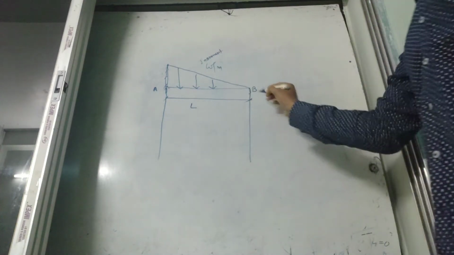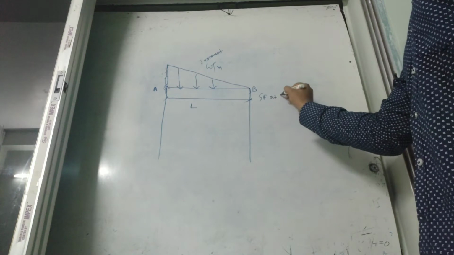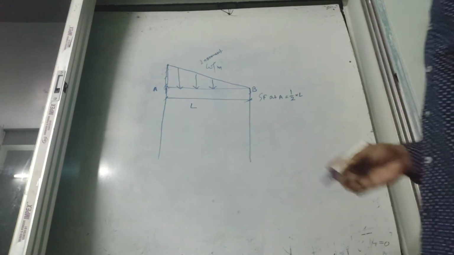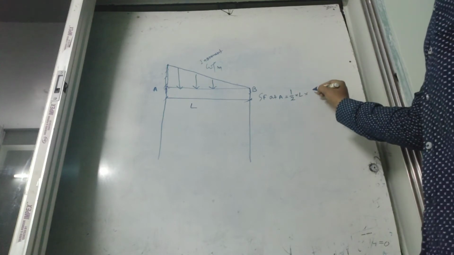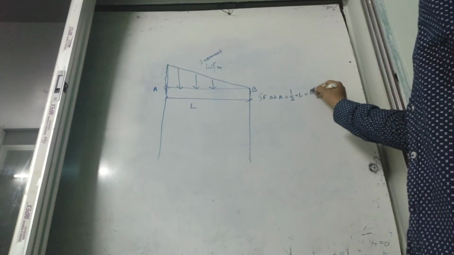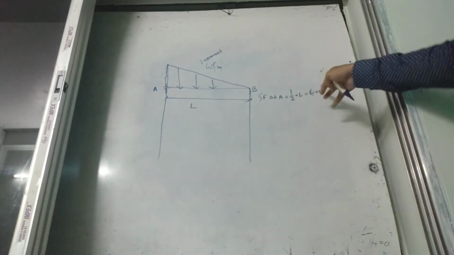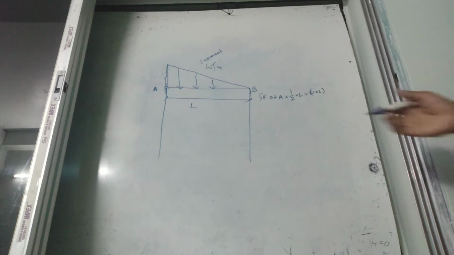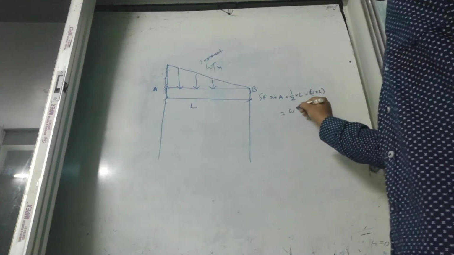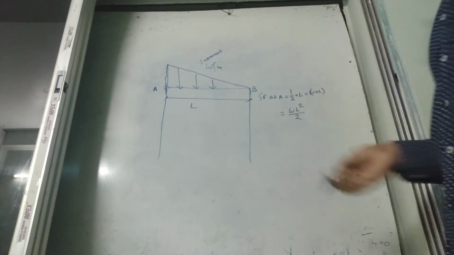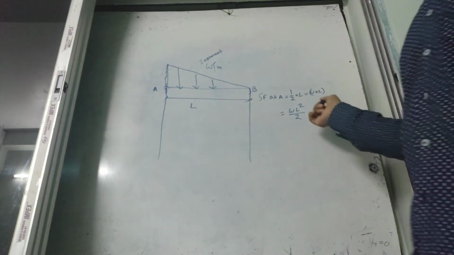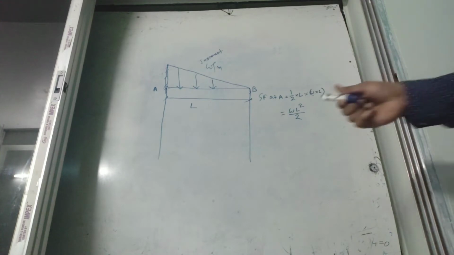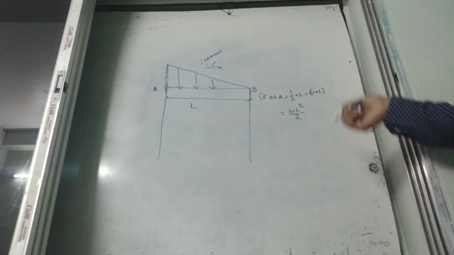Now we calculate the shear force at A. The formula we know is half into the base, and the height will be W into L, because if we go the total length, it is multiplied with W, since the increment is W per meter. So the shear force is WL square by 2. This is the formula for the UVL. If we apply the UVL on a cantilever beam, we can calculate easily through this formula.